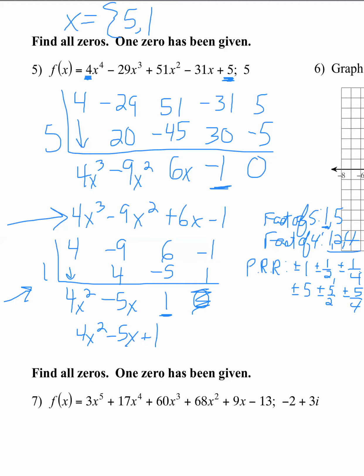So I don't need, you could keep going with synthetic substitution if you wanted to, and just keep guessing them. But now that it's a quadratic, I can factor that. So let's see, I'm going to multiply a times c. Get x squared minus 5x plus 4. That's going to be x minus 1, x minus 4.